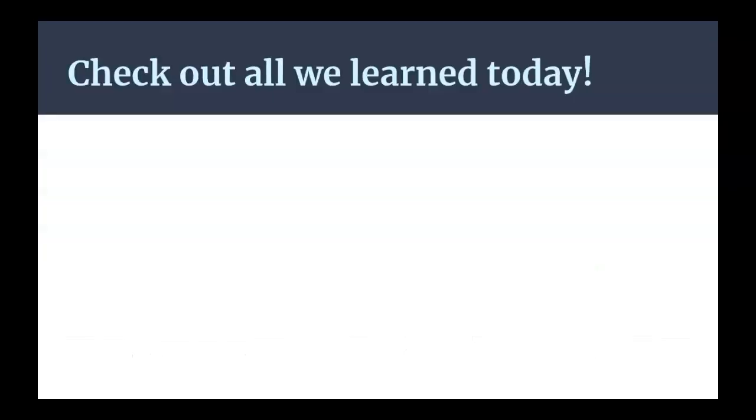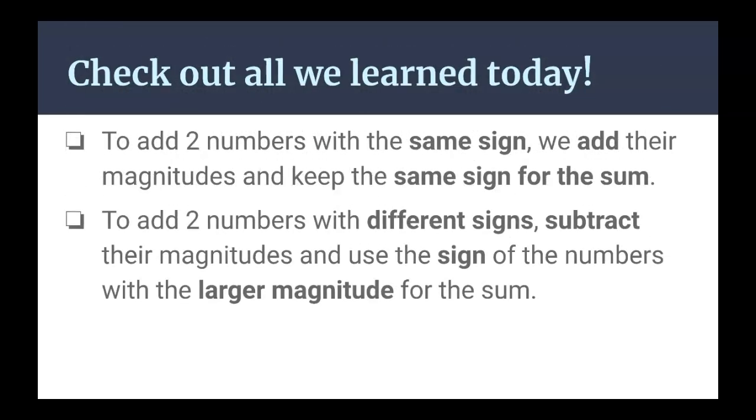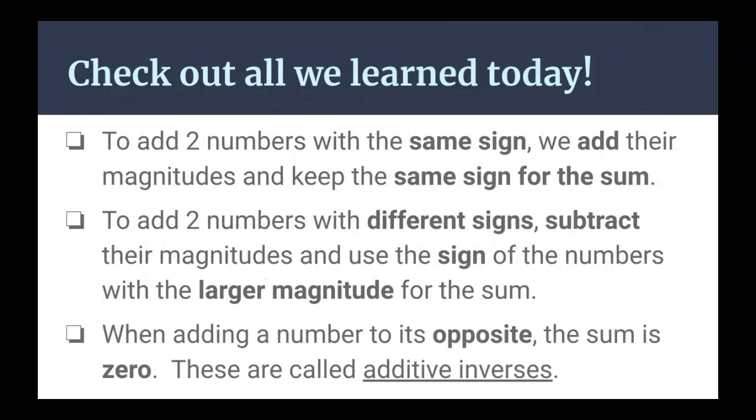All right, check out all we learned today. I think you should write these 3 things in your notes because they come up over and over again. When you're adding two numbers with the same sign, you're going to add their magnitudes and keep the same sign. If you're adding numbers with different signs, you subtract, but use the sign of the number that has the larger magnitude. And lastly, whenever you add a number to its opposite, the sum is always 0, and a fancy name for opposites is additive inverses.